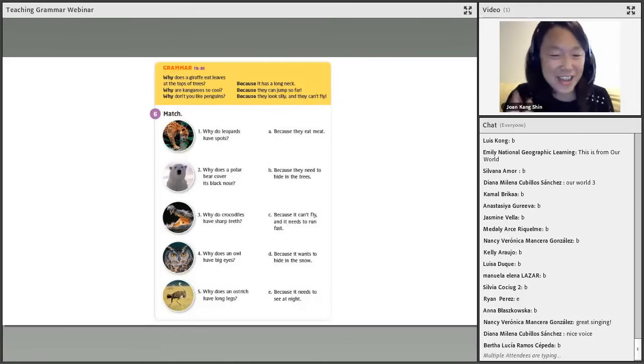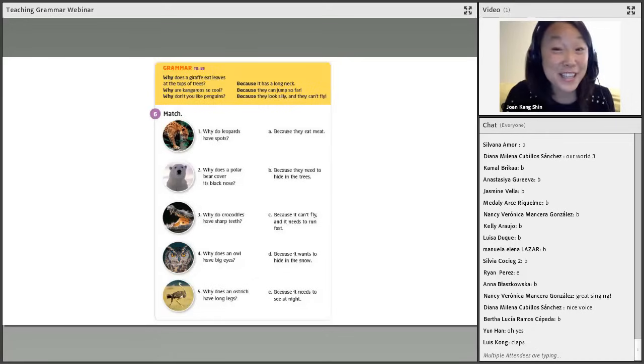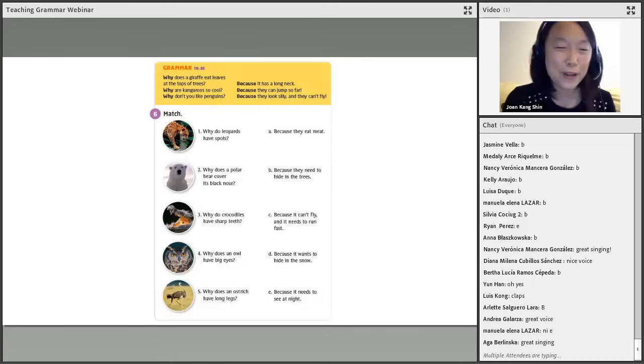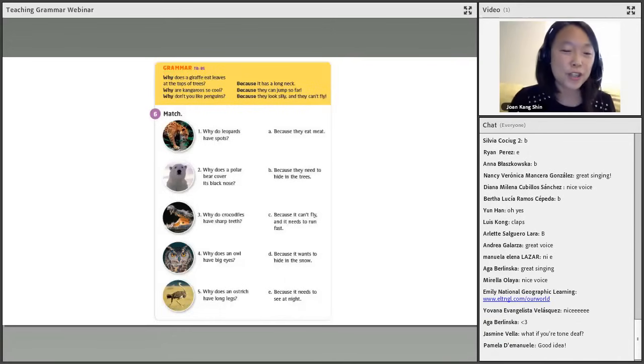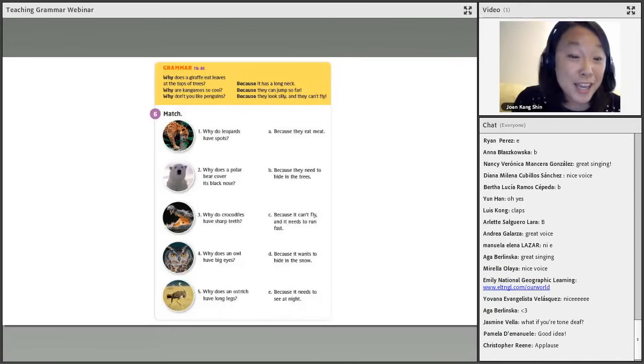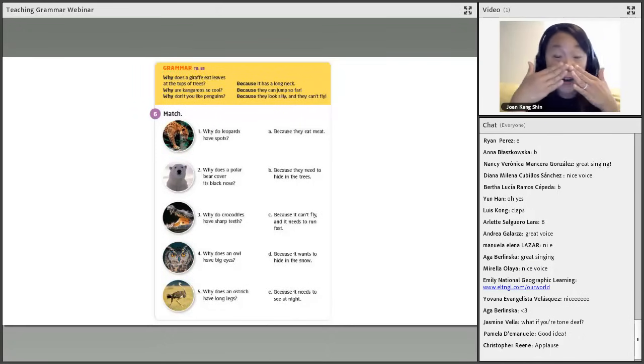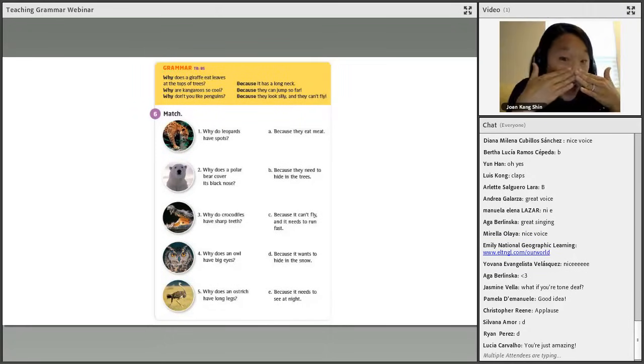Okay. Thank you for the singing. I didn't even hear the song, but I know the song because it's a part of the Our World series. Okay, so now I'm going to sing you the next question. Why does a polar bear cover its black nose?